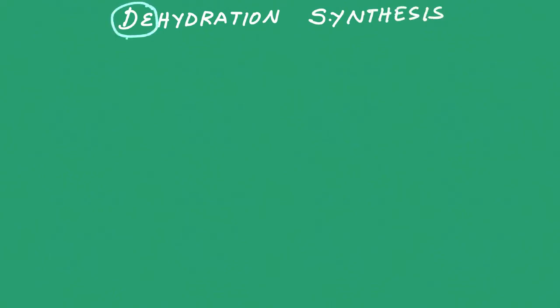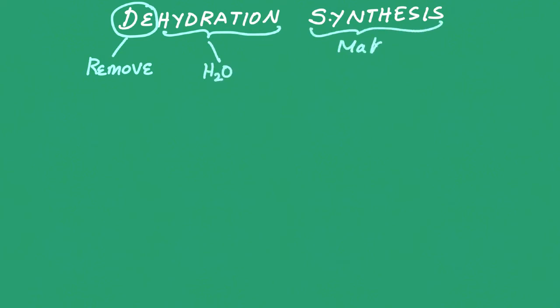Now let's take a look at how a polymer is made from monomers, which is basically how we make a large macromolecule from its building blocks. The process is called dehydration synthesis. If we break this down, D means to remove something. Hydration is water, so you're removing water. Synthesis is to make something. So basically, we're making something by removing water.